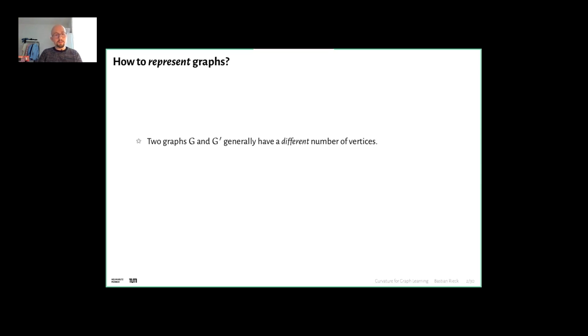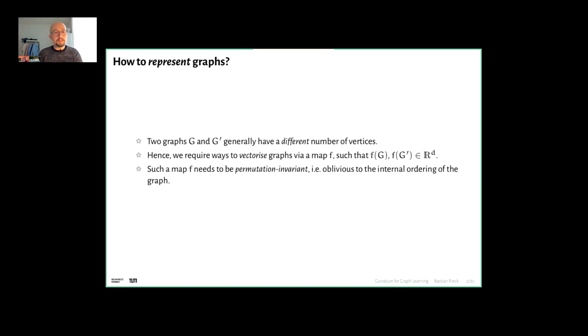This is typically addressed by vectorizing the graph. So this is, I would say, machine learning speak for saying we take some map F and we learn this map such that the images of both graphs G and G prime are both part of the same high-dimensional vector space. Regardless of the actual size of the graph, you try to map all of these graphs into there. Now, this type of map, of course, needs to have some special properties.